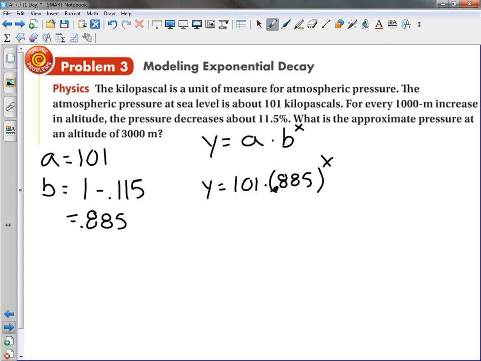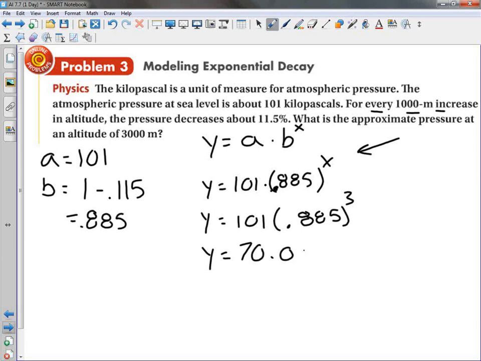All right, and then it says, what is the approximate pressure at an altitude of 3,000 meters? Now, again, we do not want to plug 3,000 into my exponent because it says for every 1,000 meters. So how many 1,000 meters did we increase? 3. So we're going to plug in 3. y is equal to 101 times 0.885 to the 3rd power. Well, we can do that in a calculator. Simple enough by punching in 101 times 0.885 to the third power. And we see that we get just about 70. It's 70.0086, but that's so small, I'm just going to say it's about 70.